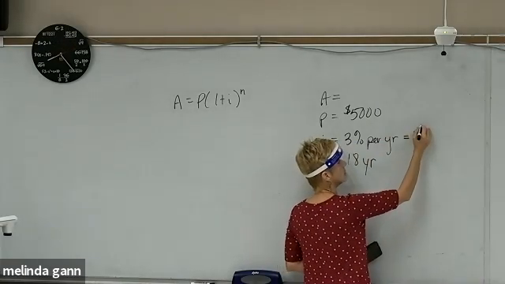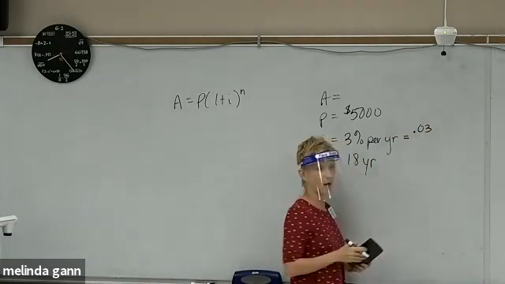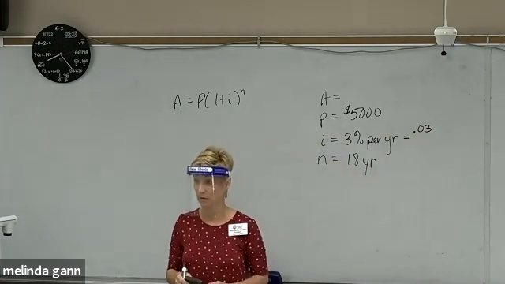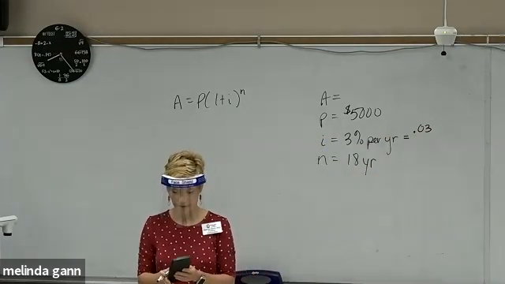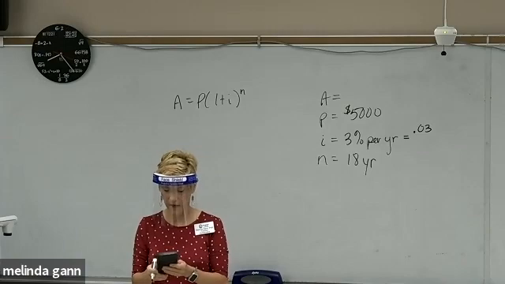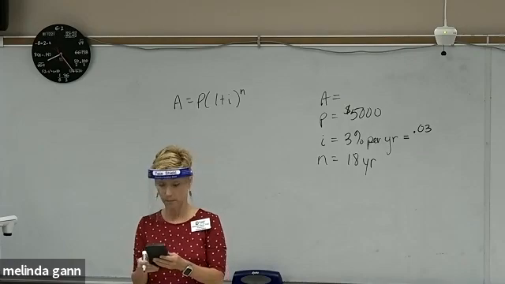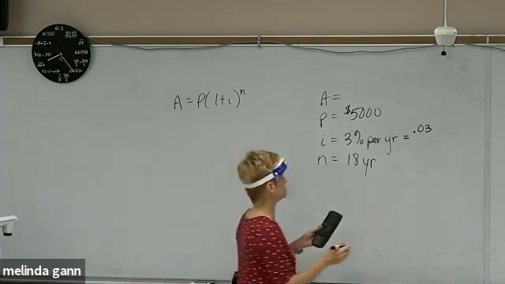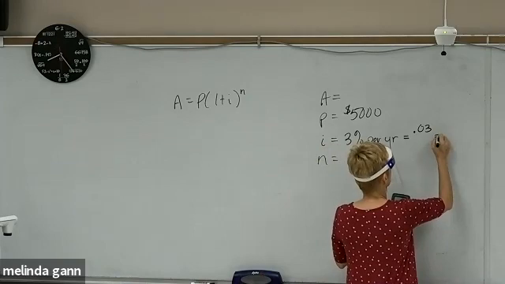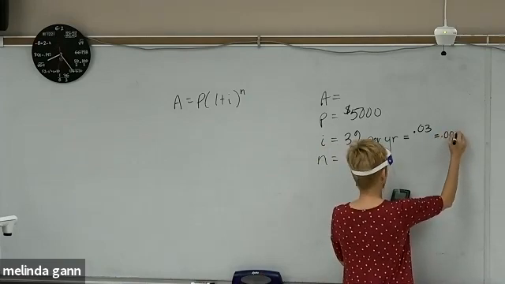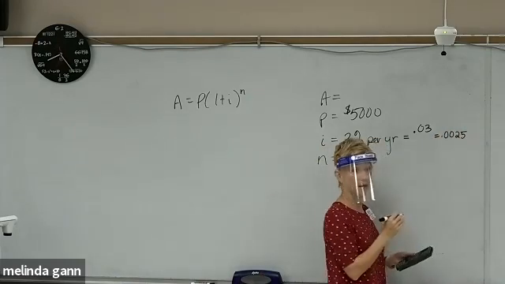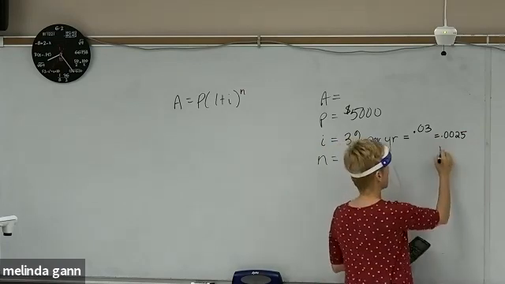So first of all, what's that 3% gets changed to? 0.03. Does everybody understand how I'm changing that percent to a decimal? Dividing by 100. Now, what am I going to take that 0.03 and divide by? Monthly is how many times a year? 12. Okay. So I got 0.0025. Is that what y'all got? So that's per what?